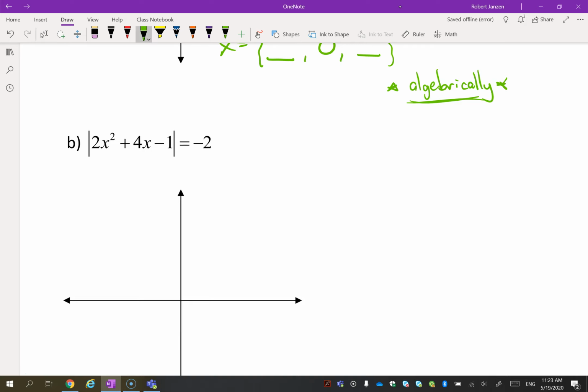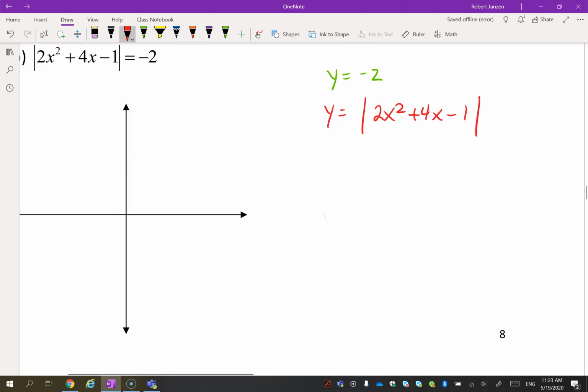Okay, so I'm going to have to graph y equals -2, and I'm going to have to graph y equals the absolute value of 2x squared plus 4x minus 1. Now, we could figure out what the vertex is. The vertex is going to be -4, -1. If I put that in here, I'm going to get 2, take away 5, so -3. So the vertex would be here. It's a parabola that opens up. But really, that's not the message here.